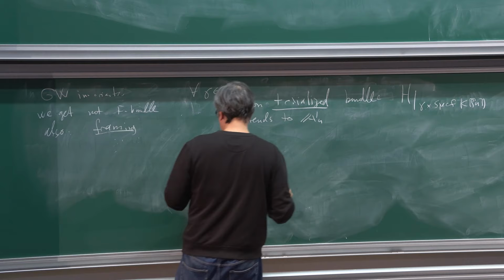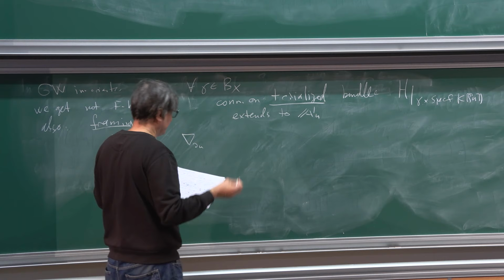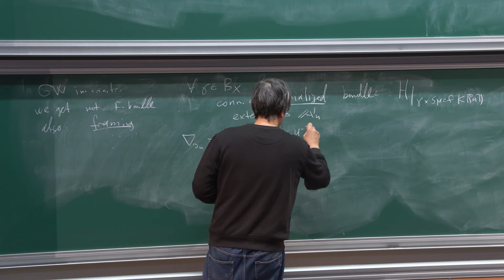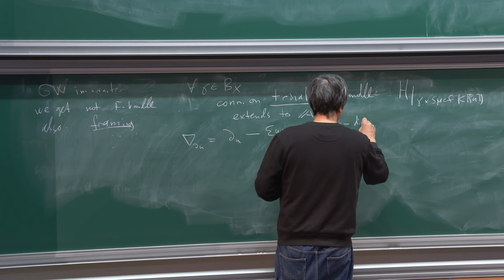So I recall how this connection looked. This trivialized bundle, fiber is cohomology of my variety, and the derivative du will be 1 minus Euler field at point gamma, multiplied by u minus 2, plus some gradient operator, which will be the usual gradient in cohomology, minus slightly normalized.